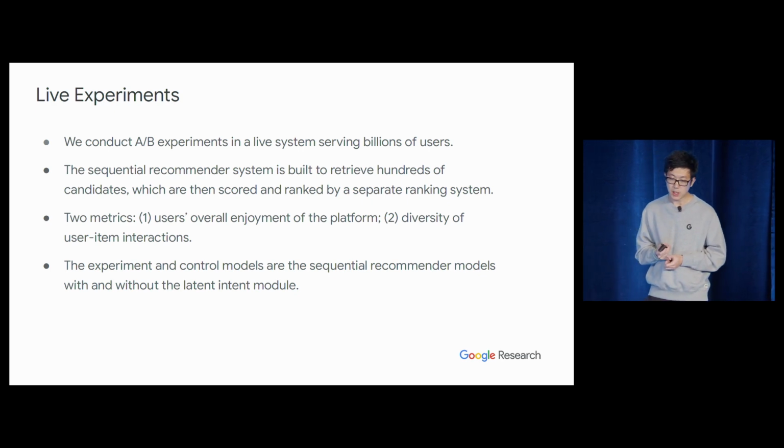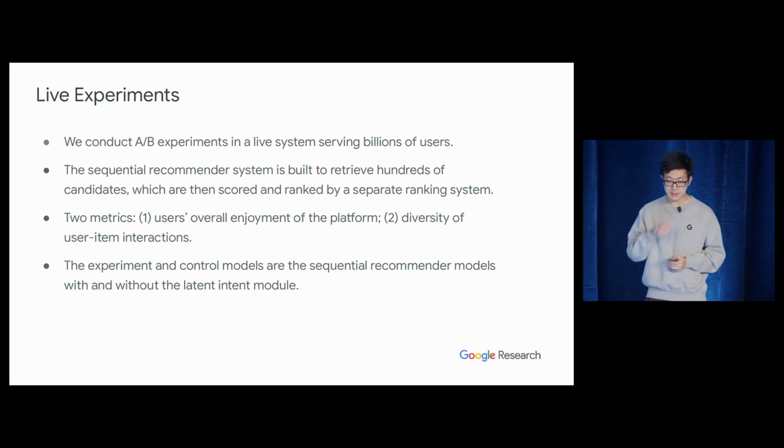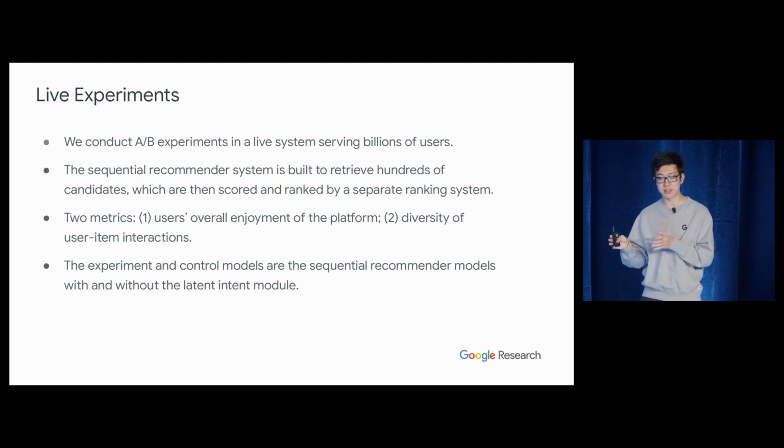OK. And we also conducted live experiments to validate the effect of the proposed technique. So we conducted A/B experiments in a live system serving billions of users. In the production system, we use a very common two-stage approach. The first stage is the retrieval stage, and the second stage is the ranking stage. The model we described is actually part of the retrieval models. So essentially, we retrieve hundreds of candidates from the whole vocabulary, and then those candidates are scored and ranked by a second ranking system before presenting the results to the user.